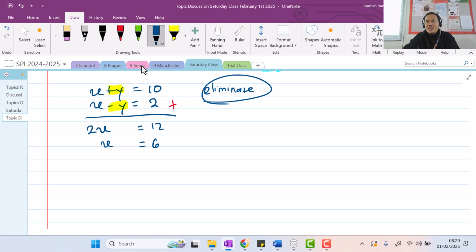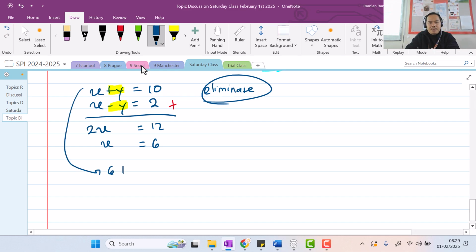So the y, you only need to input that into one of the equations. It's up to you. Boleh pertama, boleh kedua. It's up to you, yeah? So if I put it here, it'll be 6 plus y equals 10. So y equals 10 minus 6, and y equals 4. There you go. You have these two.